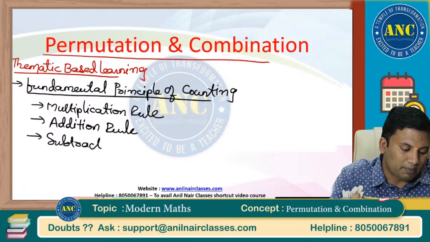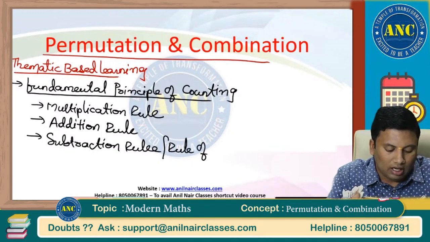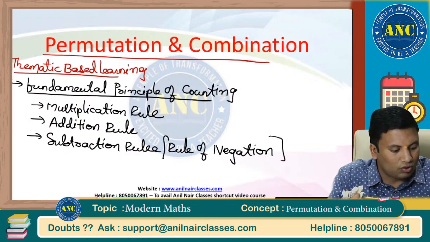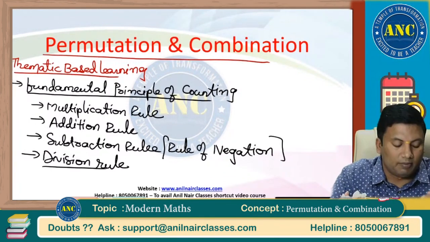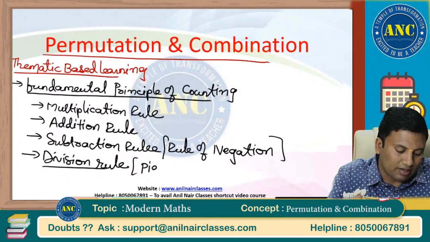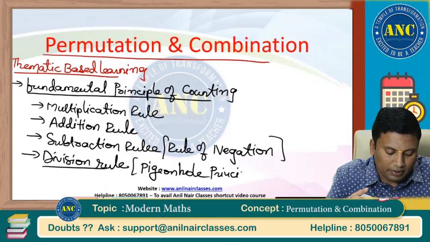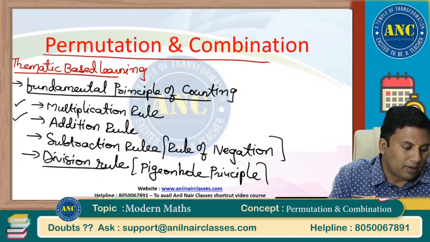One is the subtraction rule, which we also call the rule of negation in standard textbooks. And another is the division rule, which is extremely important. This leads us to one very beautiful concept in permutation and combination, the pigeonhole principle. There are four fundamental principles of counting.